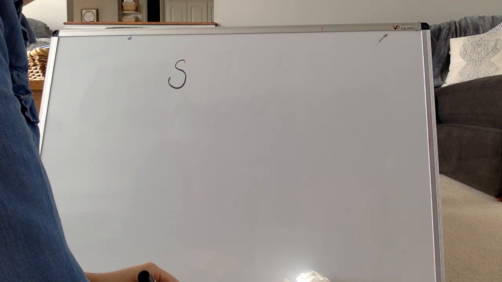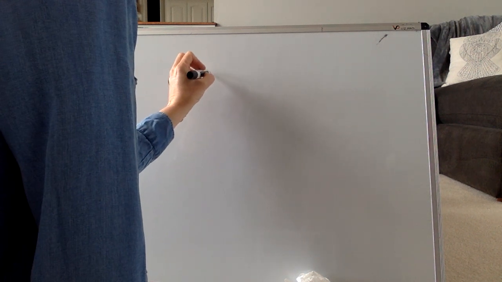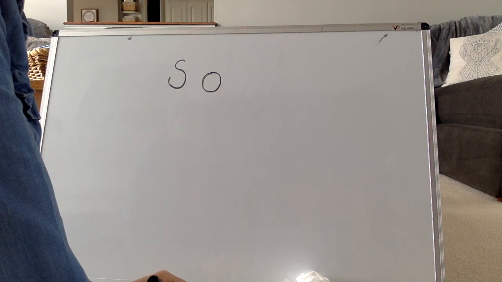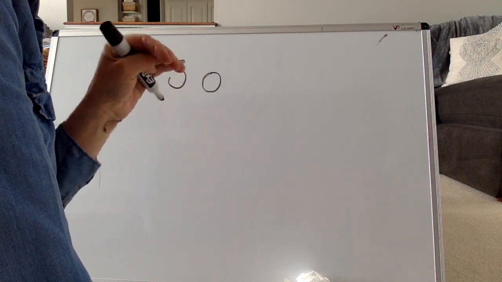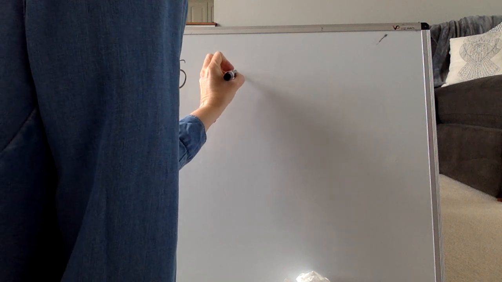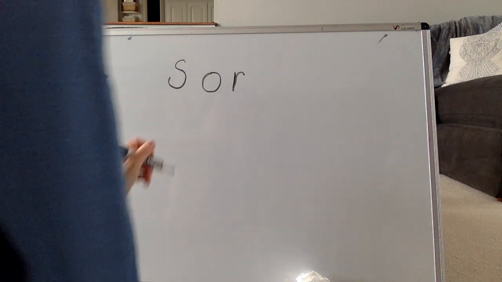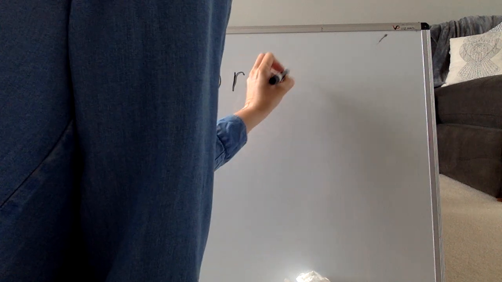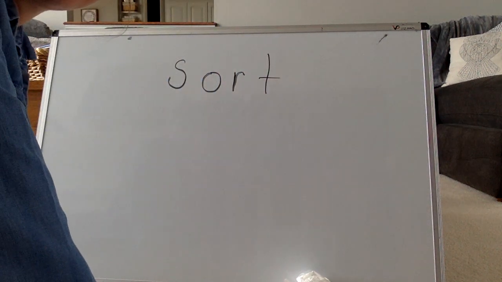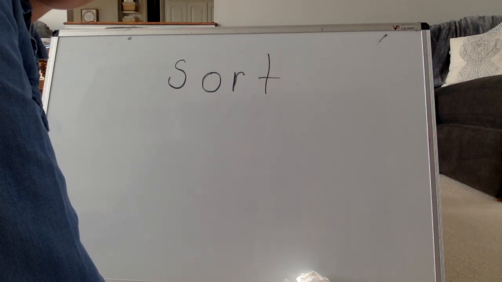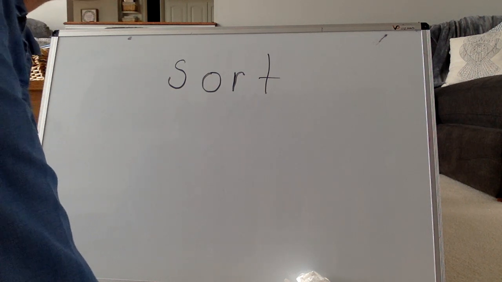S. Yeah, that's an S. S. O. Oh, that letter got to say his name. So. Ooh, Robbie Rabbit says T, t, t. Oh, that's Timmy Tiger. T, t. Sort. There it is. Sort.